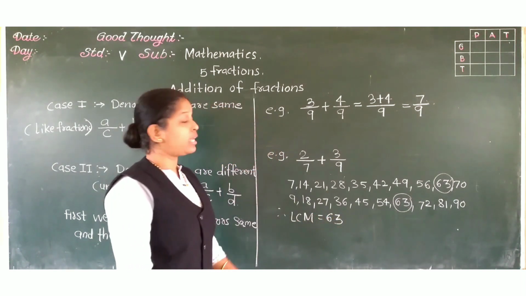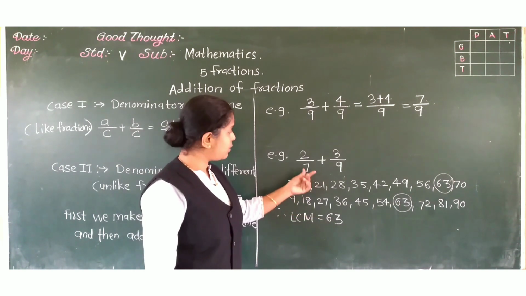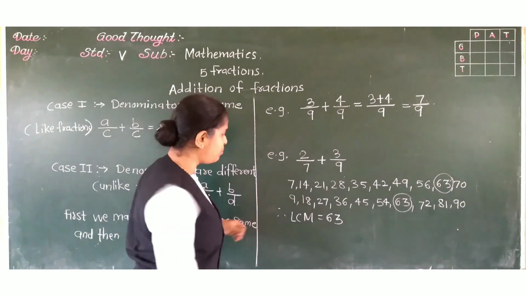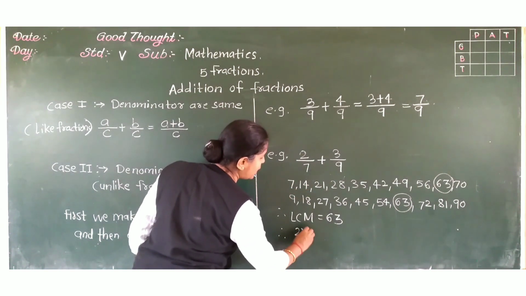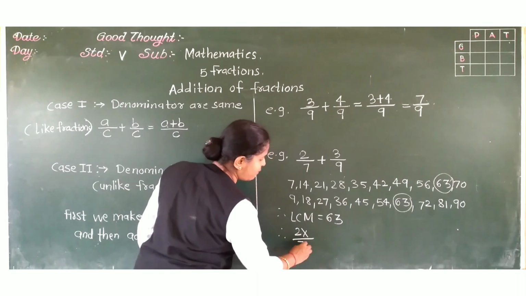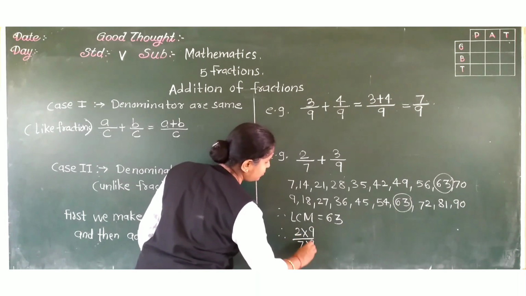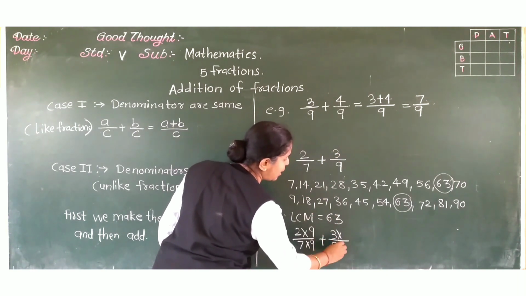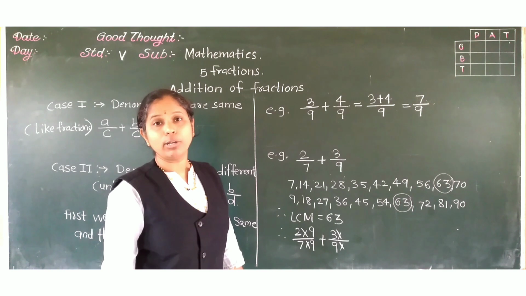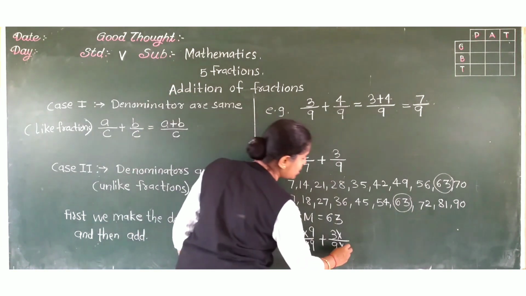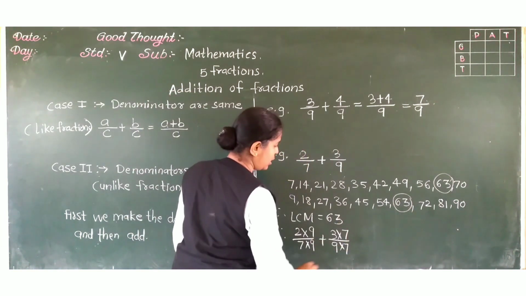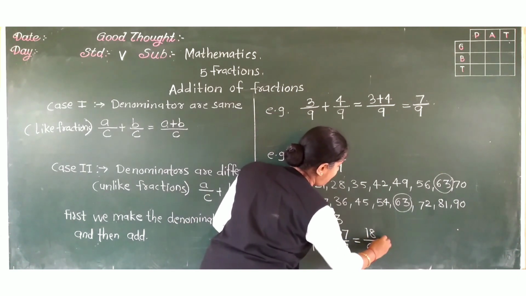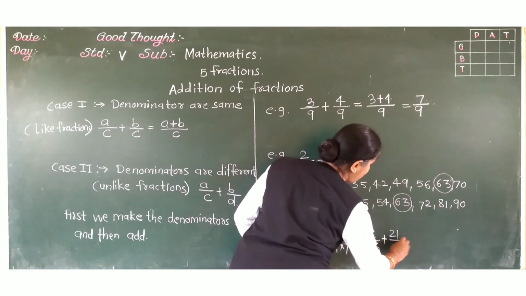How do we get 63 as LCM? See, in 7's table, where is 63? At the 9th place. So you have to multiply 2 upon 7 by 9, and this 3 upon 9 we have to multiply by 7, because 9 into 7 is equal to 63. So what will you get? 9 2s are 18 upon 63 plus 7 3s are 21 upon 63.